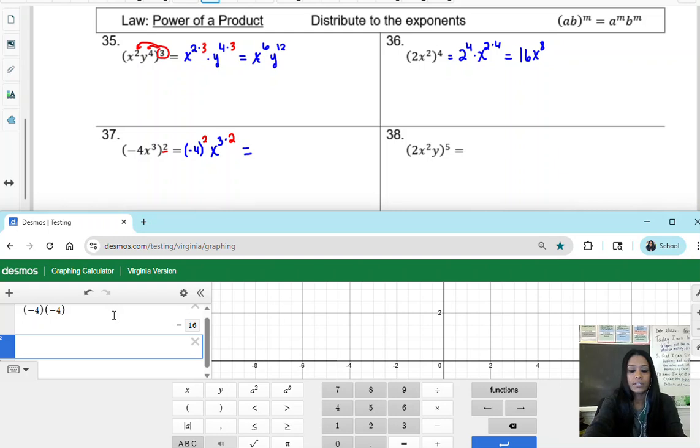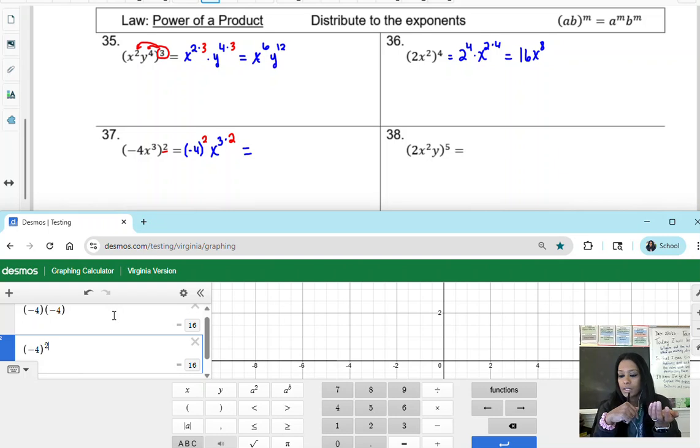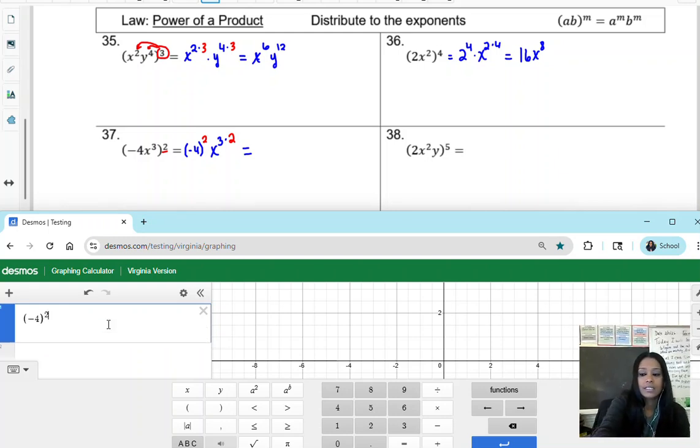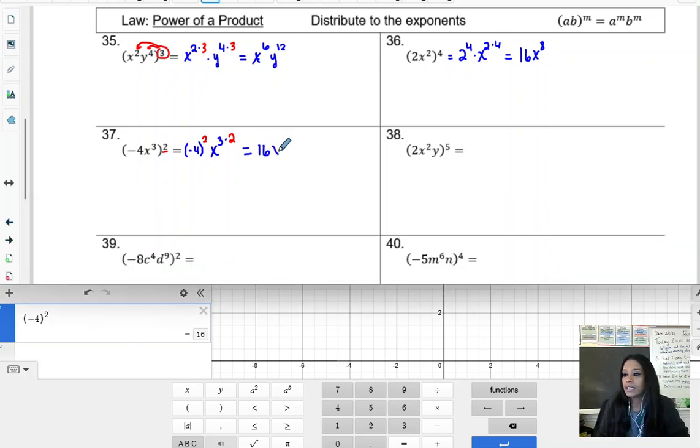Or another way you can do this is negative 4 to the power of 2, which is also 16. What you don't want to do here is not put the parentheses, because if you don't put the parentheses, it doesn't catch the negative, and then this is the wrong answer. So the right answer will be negative 4 in parentheses to the power of 2. Please, please, please remember that. 16, and then x to the power of 6. And that's it.